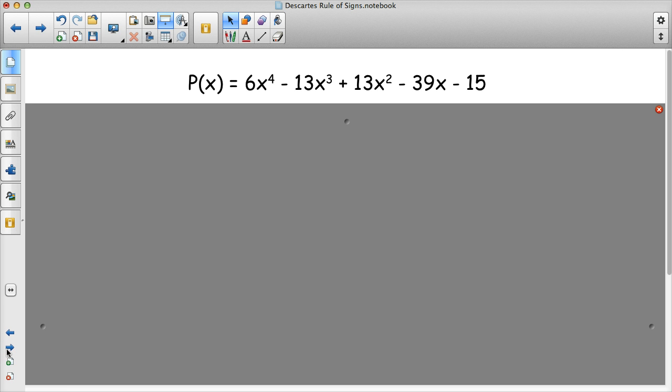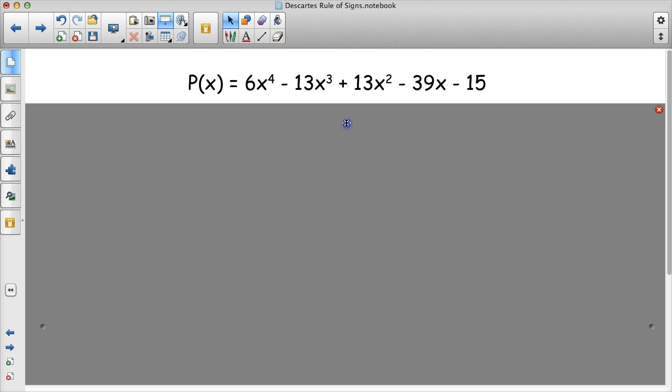I have p of x. P of x equals 6x to the 4 minus 13x cubed plus 13x squared minus 39x minus 15. Now, this polynomial might look a little bit familiar to you. It's the same one we used when we were looking for those possible rational roots. And remember, there were quite a few of them. So let's see if there's a way we can narrow it down using Descartes' rule of signs.